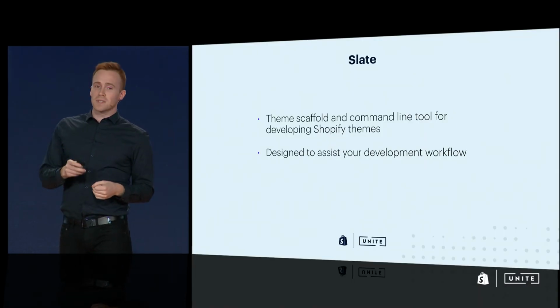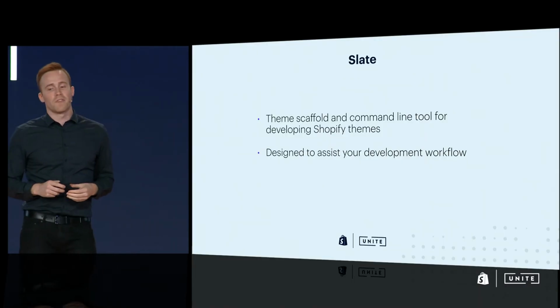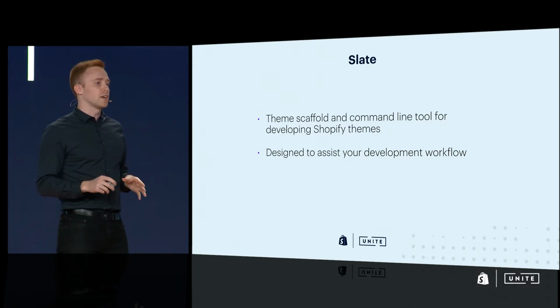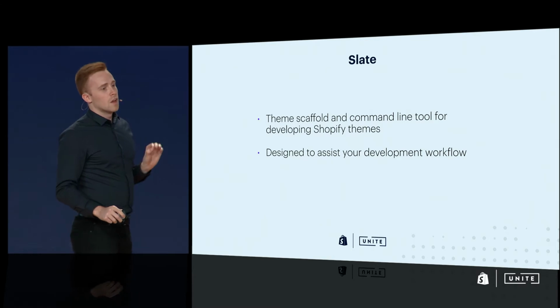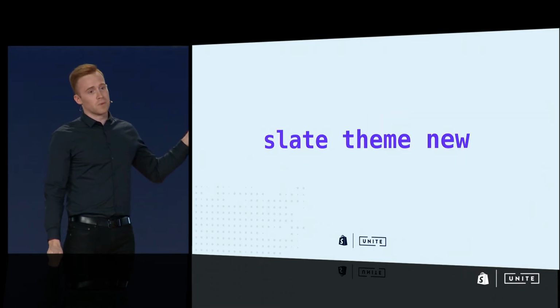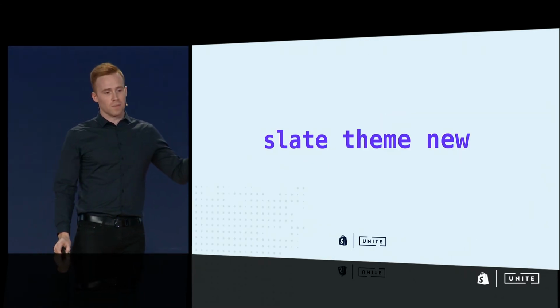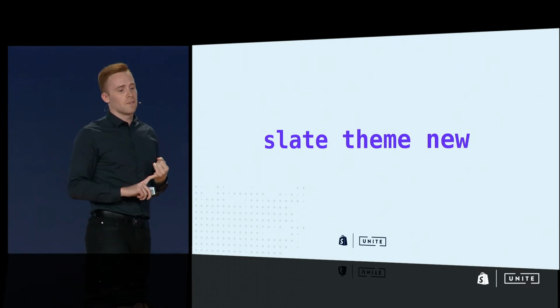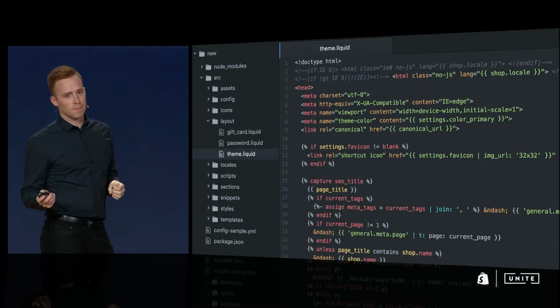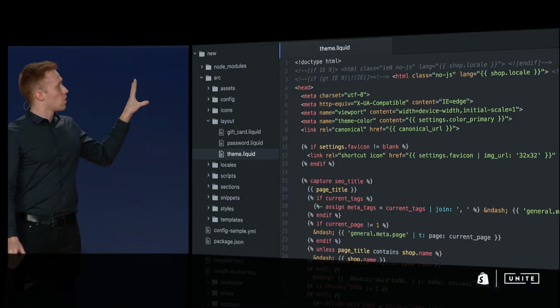So Slate is a theme scaffolding and command line tool for Shopify themes. The primary goal of Slate is to assist you with Shopify theme development and deployment. Starting your next project should be as simple as typing slate theme new. And typing that into terminal is going to create a project for you with certain theme scaffolding and a number of helper scripts. That project will look a lot like this.